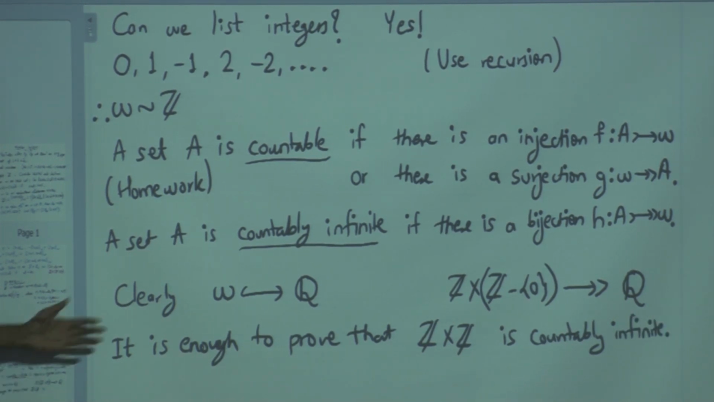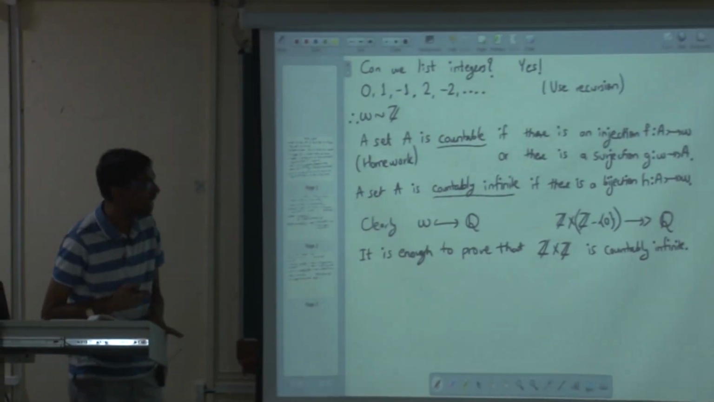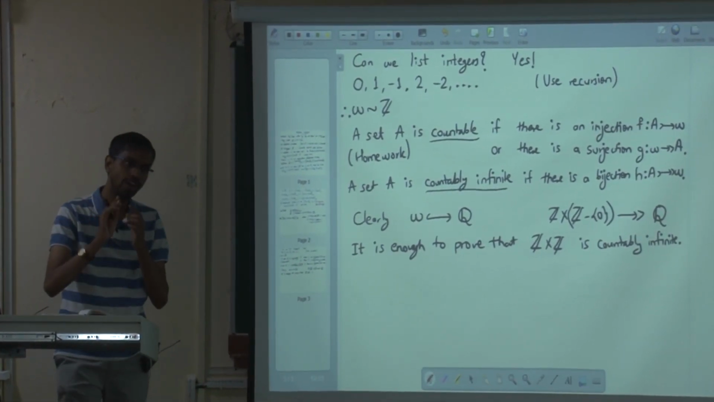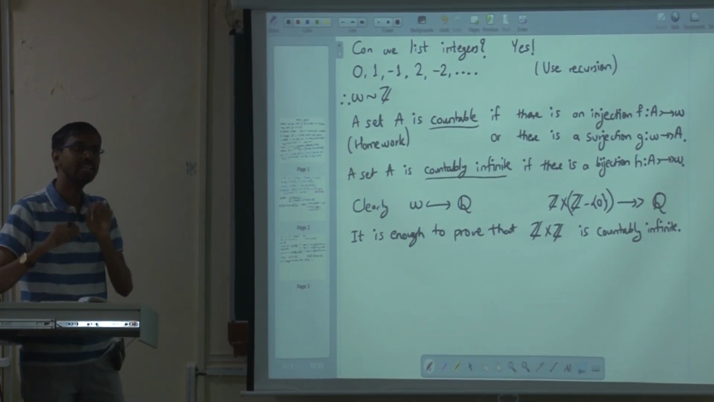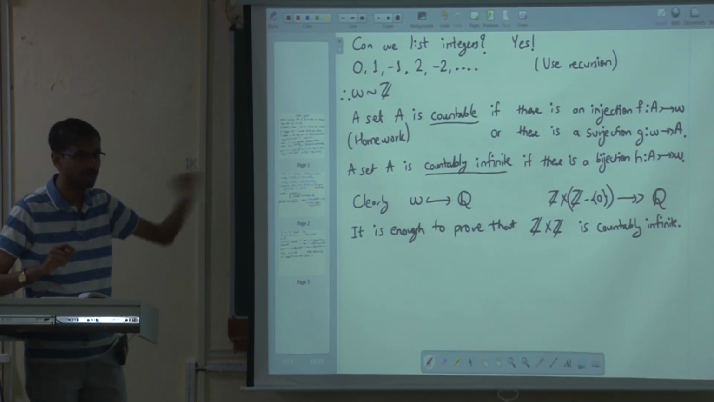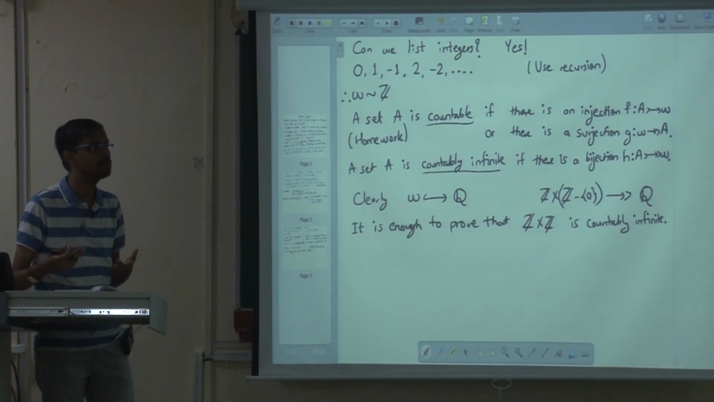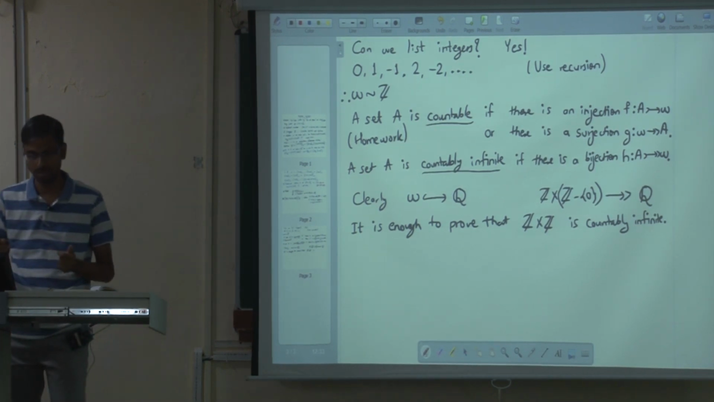So we'll simply prove this. Yes? So what is the symbol omega to Q? That is the inclusion symbol. Injective functions are denoted with an arrow with a tail, whereas inclusion is denoted as a subset. Omega can be identified with a subset of rational numbers. So this is a symbol for inclusion.